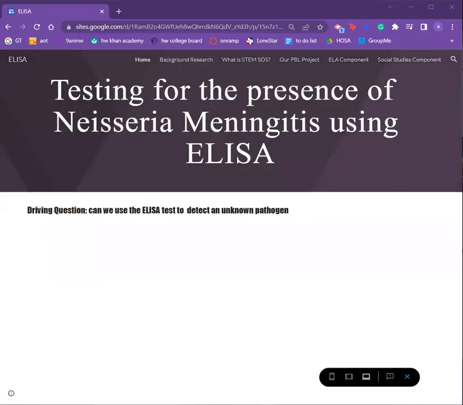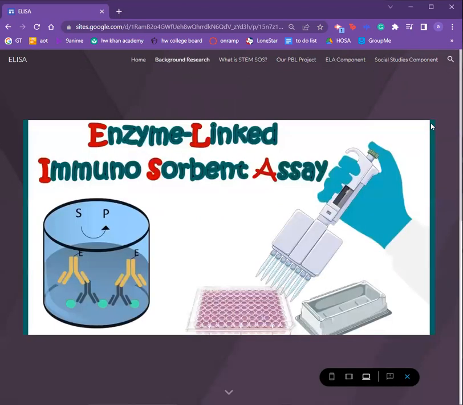Good afternoon. We are students from Harmony School of Advancement presenting our PBL project, testing for the presence of Neisseria meningitis using ELISA. The ELISA test, or enzyme-linked immunosorbent assay, is a quantitative and qualitative test that detects the presence and amount of antibodies, antigens, and hormones.